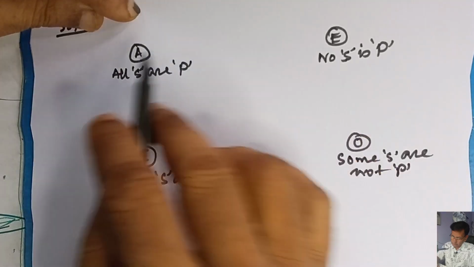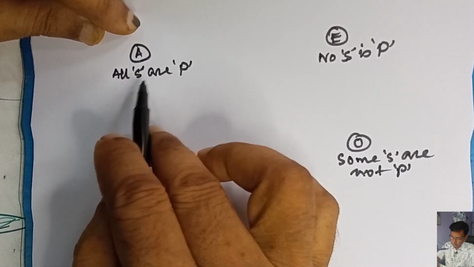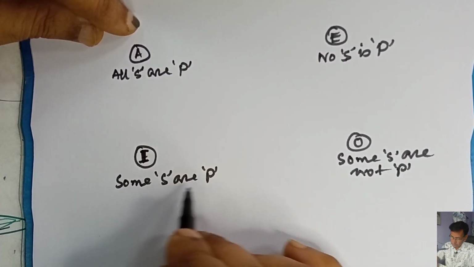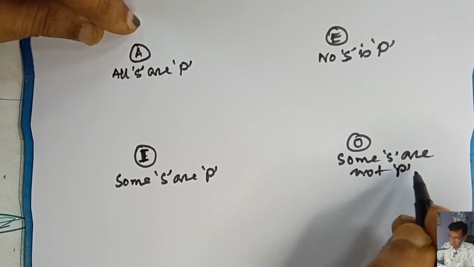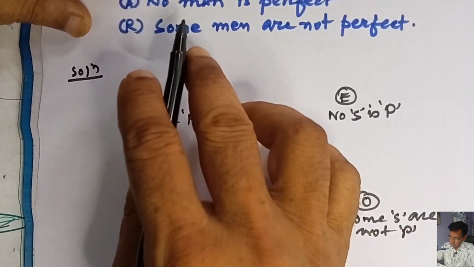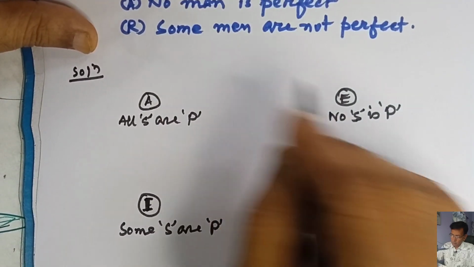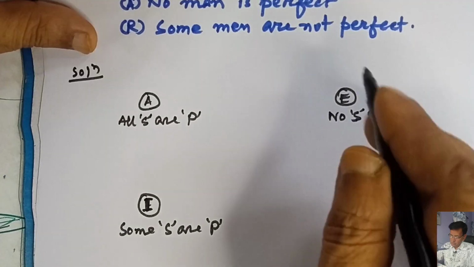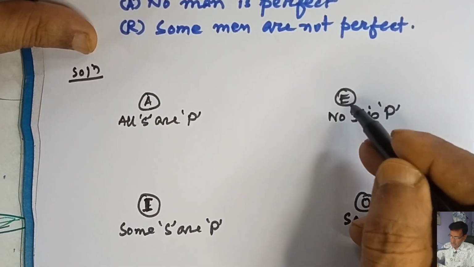Four corners of square of opposition are A, all S are P; E, no S is P; I, some S are P; O, some S are not P. Here, no man is perfect, no S is P. Some men are not perfect, some S are not P. So, assertion and reason resemble E and O.